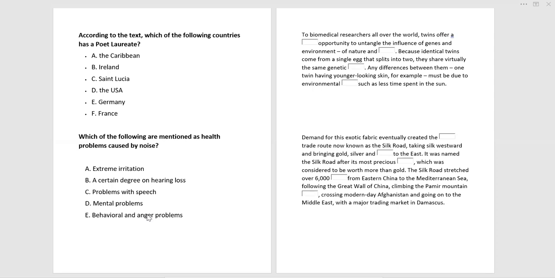So that makes it an option which we cannot select, because if the option is half there and half is not the same or not there, we are not selecting that option, right? Because it needs to have both things. So we are not marking this option. So certain degree of hearing loss is one thing, mental problem is another. So B and D, yeah, these are the two right answers here. All right?